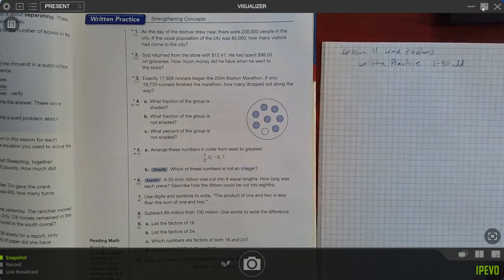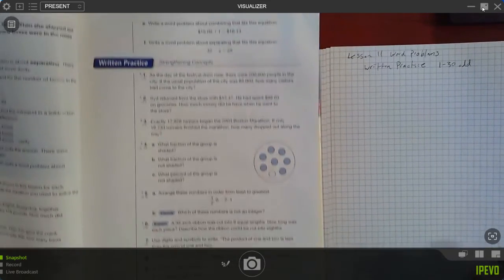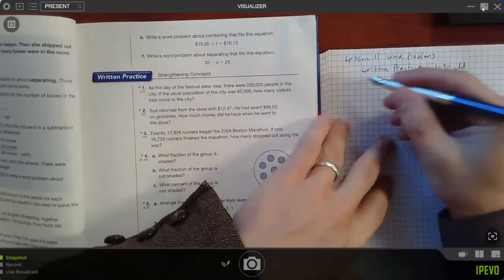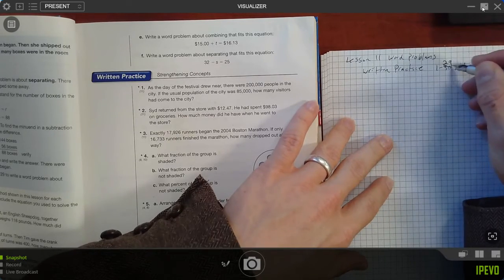So we're going to go through our Lesson 11 word problems, 1 through 30 odd. So that doesn't make sense, 1 through 29 odd.